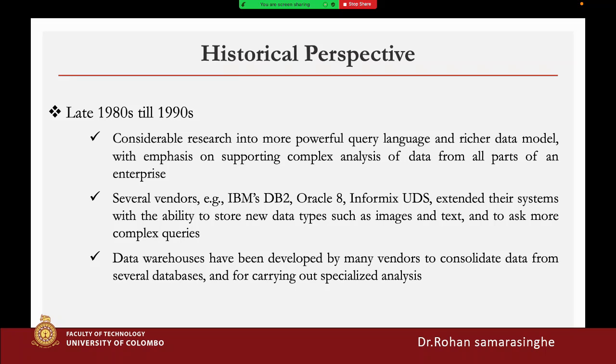Then data warehouses have been developed by many vendors to consolidate data from several databases and for carrying out specialized analysis. So then you know that in the 2000s cloud computing and data centers evolved, and now it is very famous, and you can get this database facility as a service.